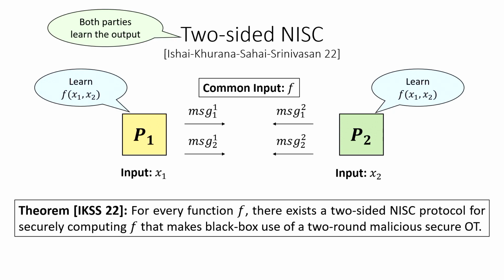And the theorem from last year's work by the same authors shows that for every function f, there exists a two-round NISC protocol for securely computing f that makes black box use of a 2-round malicious secure OT. Okay. And today I'm going to be telling you about a more simplistic model of two-sided NISC, but the authors also consider a more general definition that captures both this simplistic two-sided model as well as the one-sided model. And I encourage you to see their formulation in the paper.